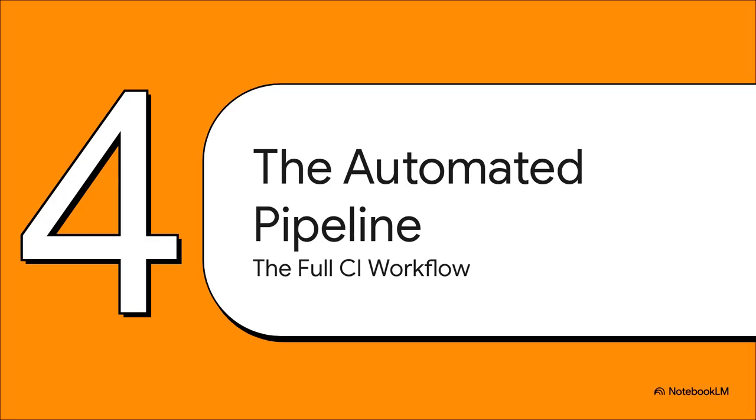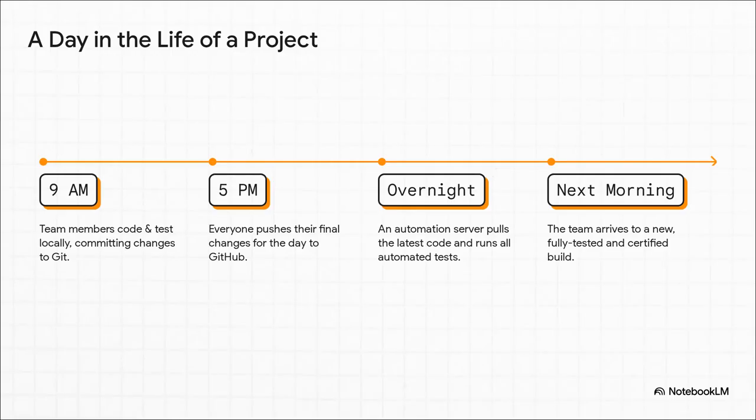We've got our local setup sorted with Maven. We've got our team collaboration handled with Git and GitHub. Now it's time for the grand finale, putting it all together into a fully automated pipeline. This is what people call a continuous integration, or a CI, workflow. Let's just walk through what a typical day looks like with this setup.